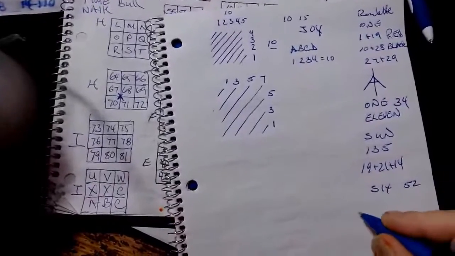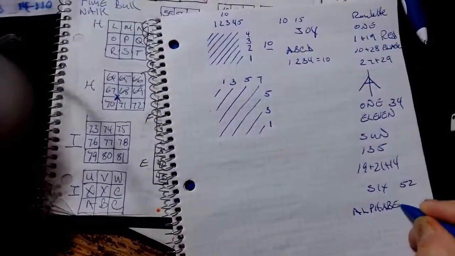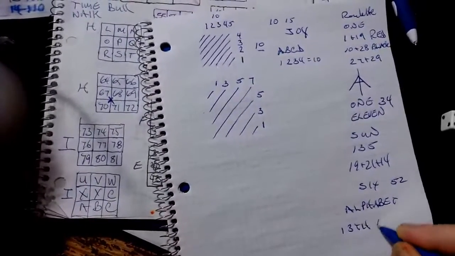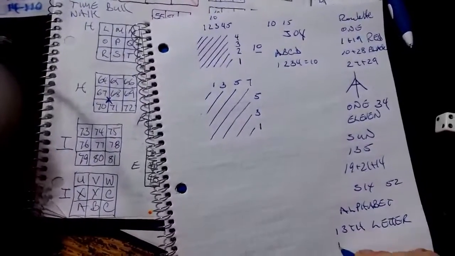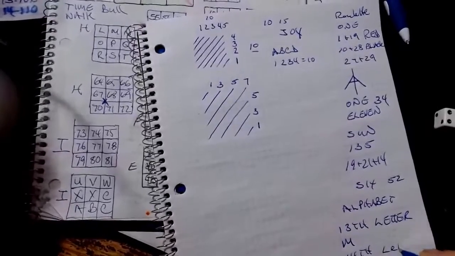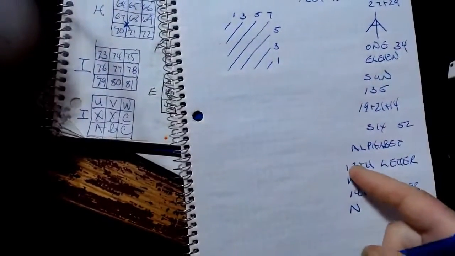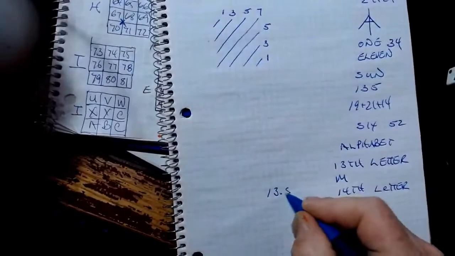Now, what happens if we went to the alphabet? Well, the 13th letter is the M, and the 14th letter is the N. And the division of the alphabet is between M and N at 13.5.